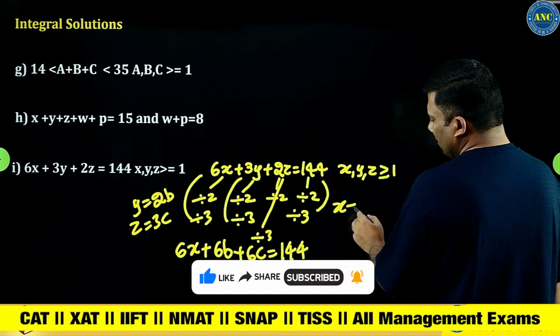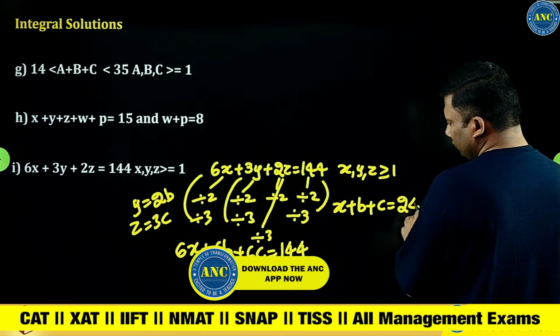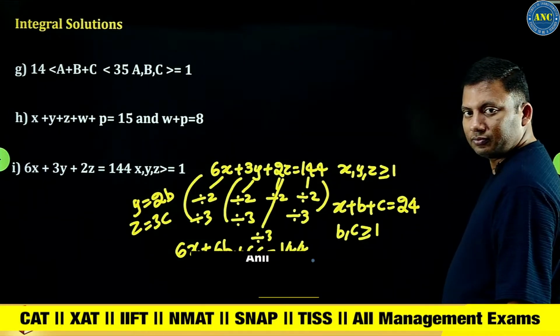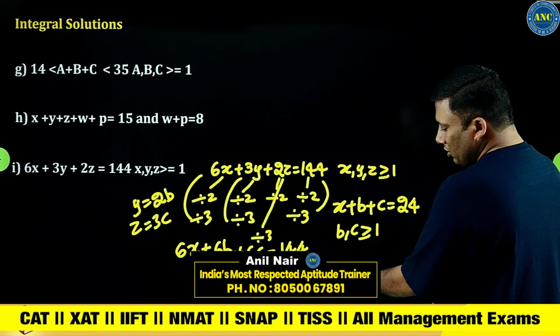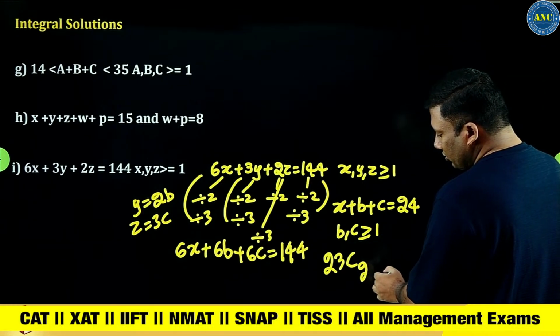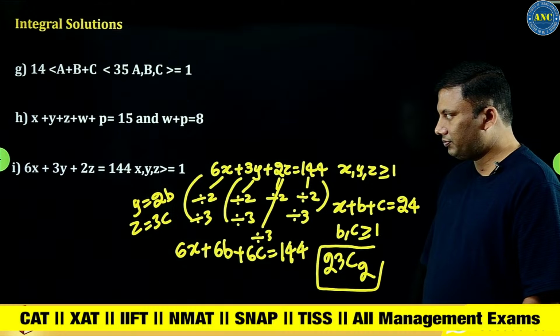a plus b plus c is equivalent to 24. b and c are also greater than or equivalent to 1. 24 means 23 gaps are there. 3 variables, 2 cuts. Answer for this question is 23C2.